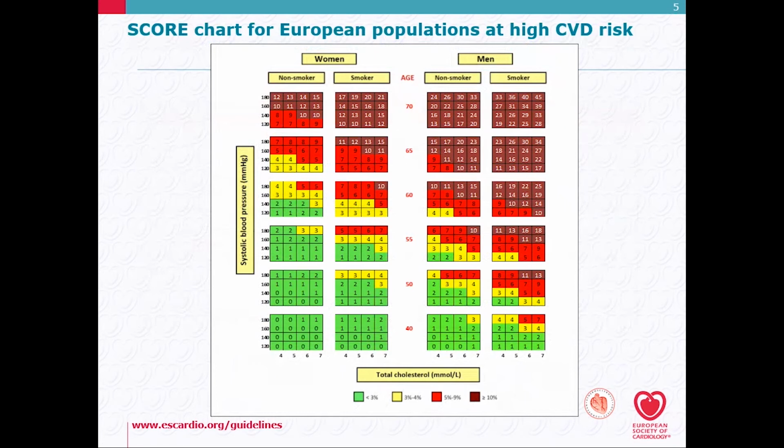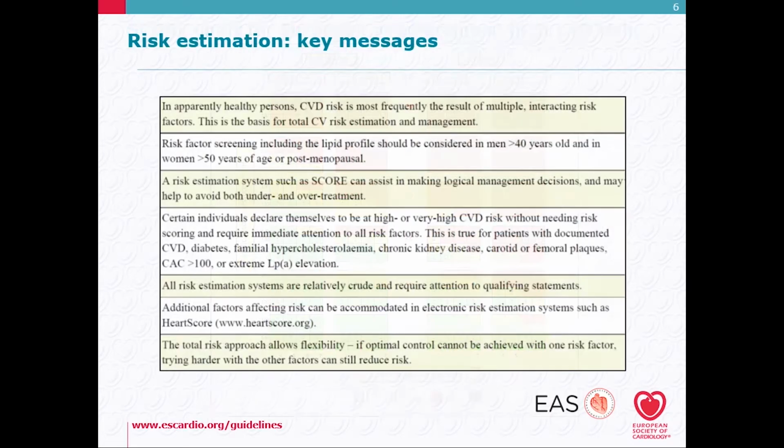So going back to the novelties, also the scoring system has been revised, and the SCORE system is now extended to older people. So we go up now to 70 years of age. You will appreciate that, and that will solve, at least in part, some of the issues we have had with a relatively younger population. Of course, you will see that in primary prevention, the 10-year risk is going to be very high as you grow older.